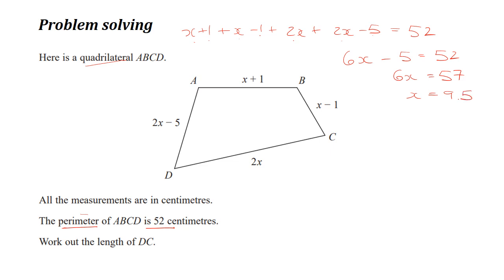Don't forget to read the question again and check, is that what we have to give as an answer? No, we have to work out the length of DC. That's this side of the triangle. DC is 2 lots of x. So the length of DC is 2 lots of 9.5, which is 19.